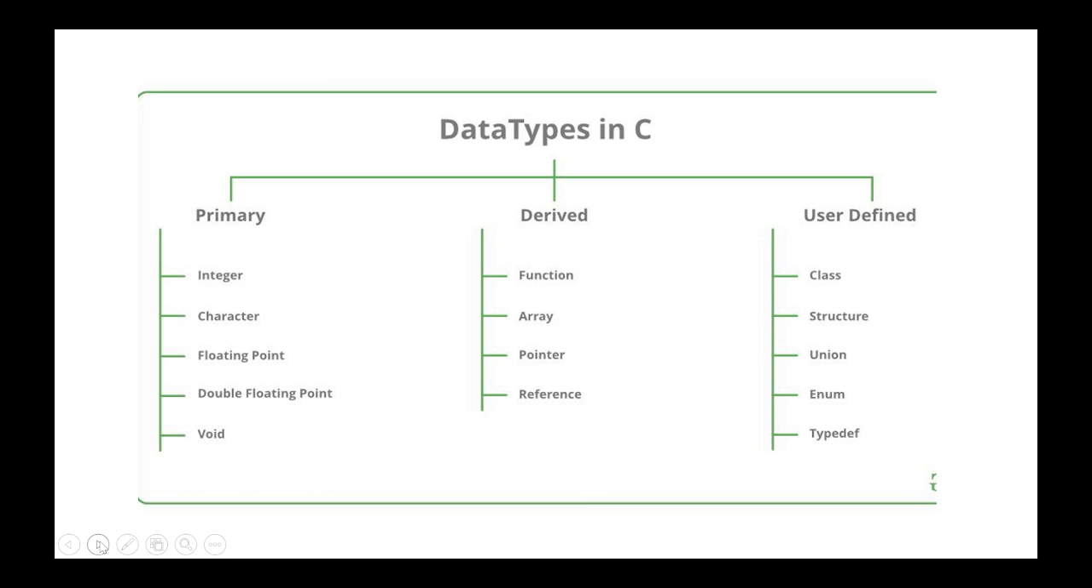So now let's look at what the common data types in C are. We have three classifications of data types: the primary, the derived, and the user defined. Let's discuss each one of them in detail.